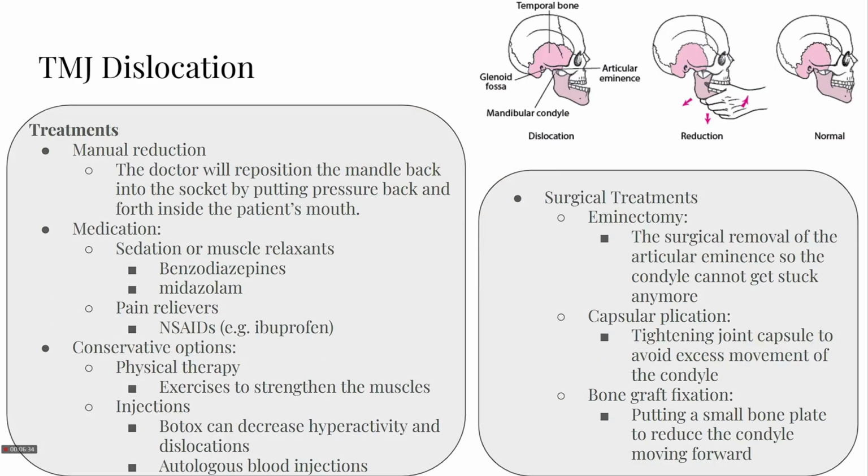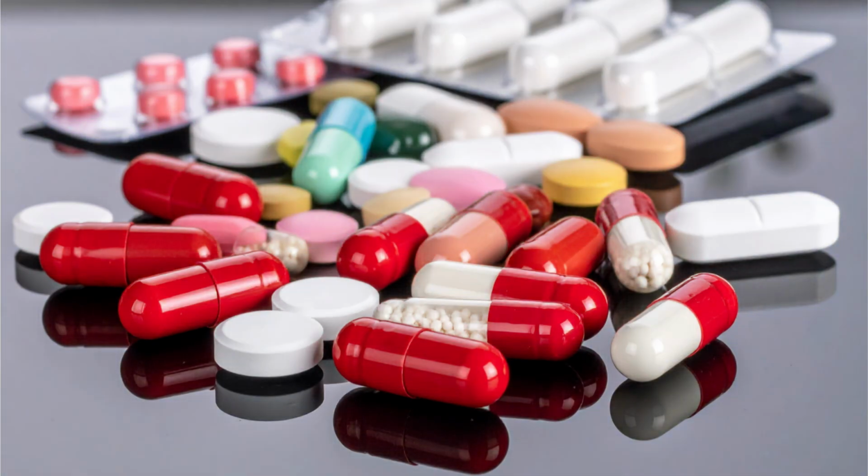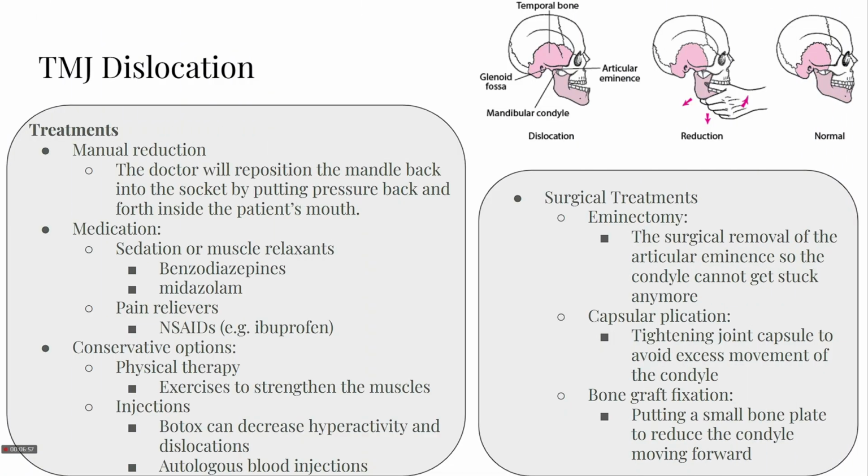As for treatment options for the TMJ dislocation, treatment options vary depending on how severe the dislocation may be. One common method is manual reduction, where a doctor will gently move the jaw back into place by putting pressure inside the mouth. And some medications may also be used, such as sedatives or muscle relaxants, benzodiazepines like midazolam, and pain relievers like ibuprofen.